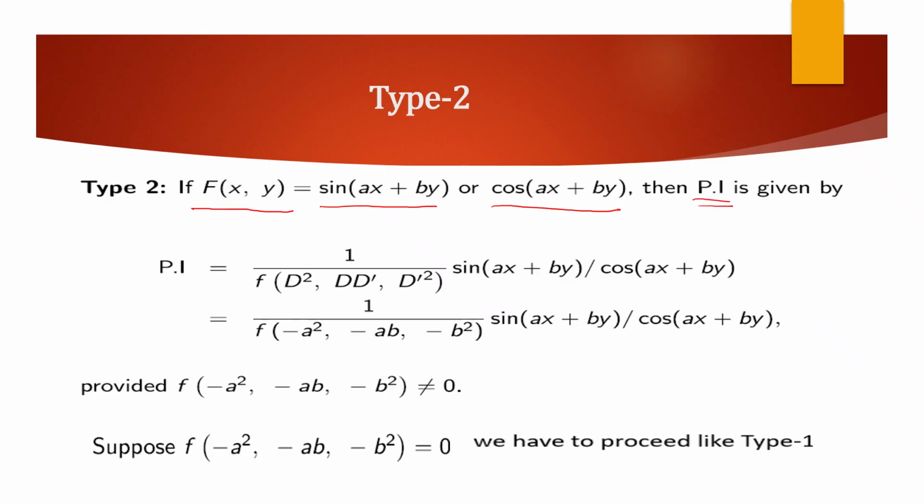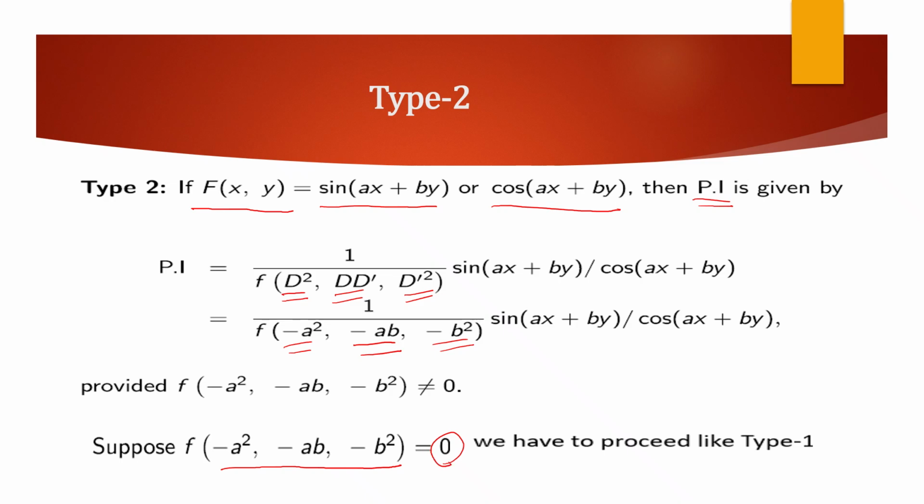Here we replace d square by minus a square, the d dash term by minus ab, and the d dash square term by minus b square. For all three terms we give the substitution, and if you get a non-zero denominator, your particular integral is obtained. Suppose when you replace d square, d dash and d dash square, your denominator f of minus a square, minus ab, minus b square is equal to 0, then we have to proceed like type 1.